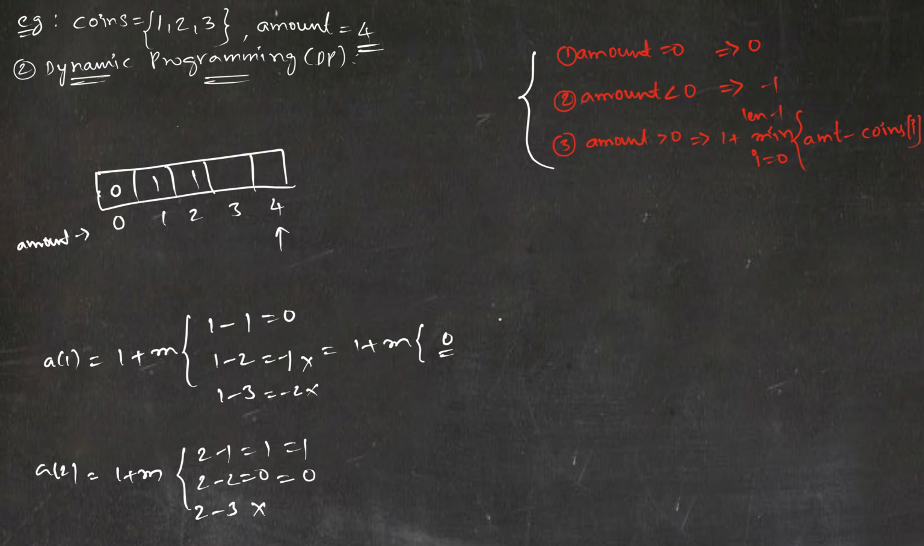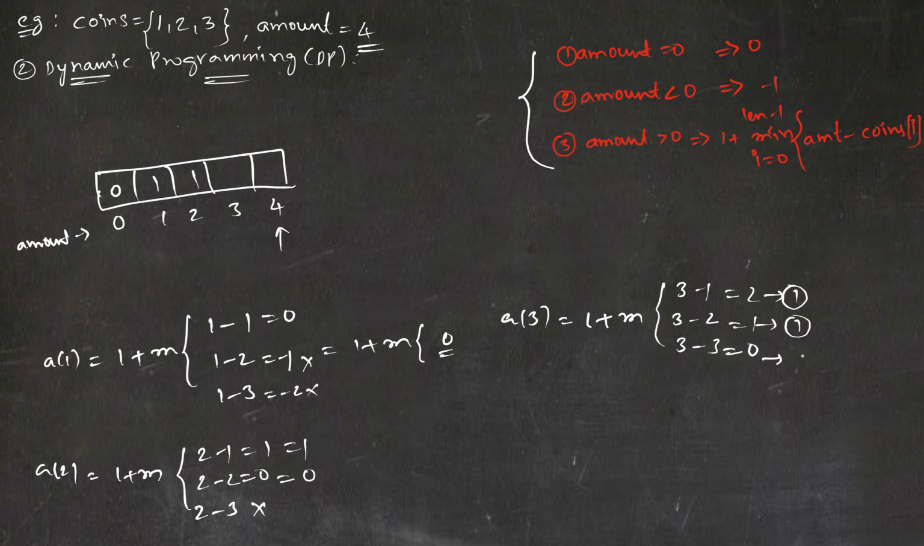Now the answer of 3 is 1 plus minimum of 3 minus 1, 3 minus 2, 3 minus 3. It is 2, it is 1, it is 0. At 0 I have 0 value, and for the others it is 1, it is 1, it is 0. So minimum of these 3 things is 0, it is 1 plus 0, again 1.